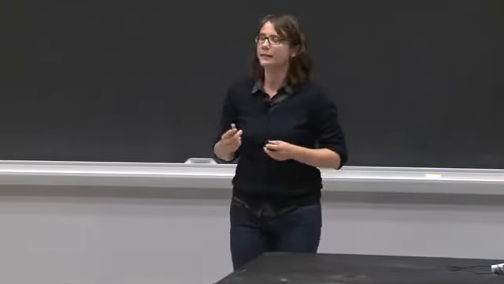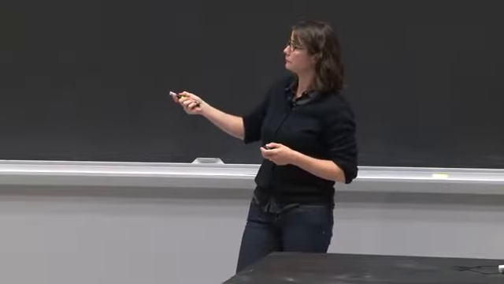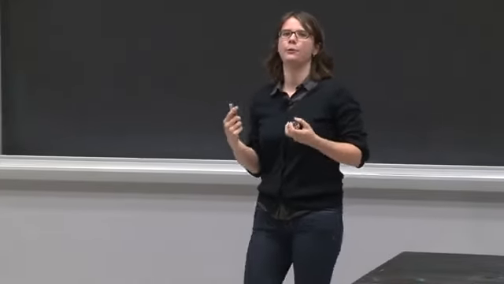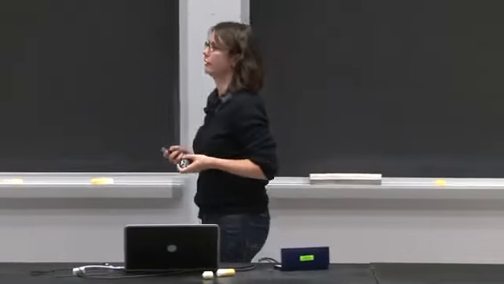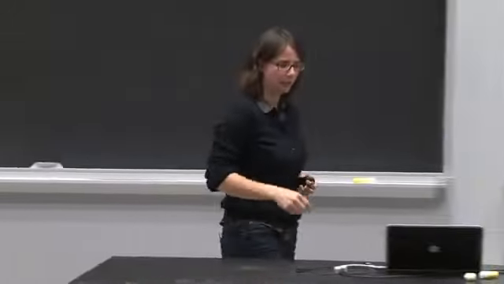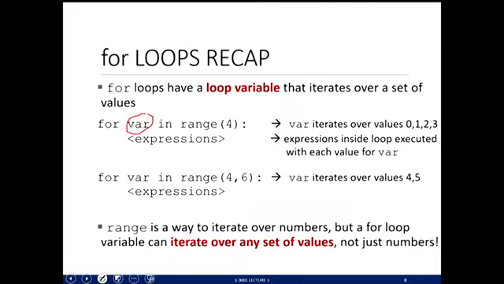So the next thing I want to talk about is a little bit of recap on for loops. And we're going to see how we can apply for loops very easily to write very nice readable code when dealing with strings. Okay? So remember that for loops had a loop variable, right? My loop variable being this var here in this particular case. It could be anything you want. And this variable in this particular case iterates over this sequence of numbers, 0, 1, 2, 3, 4.